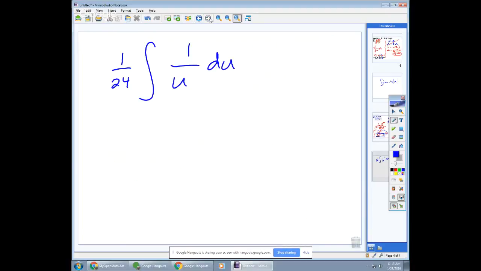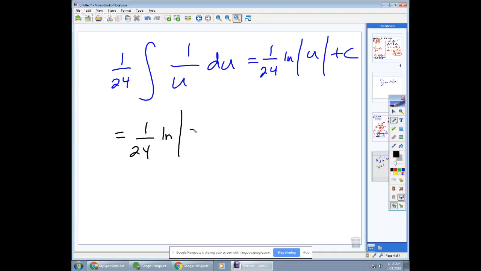All right, antiderivative of 1 over u. Natural log of the absolute value, so I get 1/24th natural log absolute value of u plus c, and then we put u back in there. So actual answer, and let's switch to black, should be 1/24th natural log absolute value of 3 times e to the 8x plus 1 close absolute value plus c.